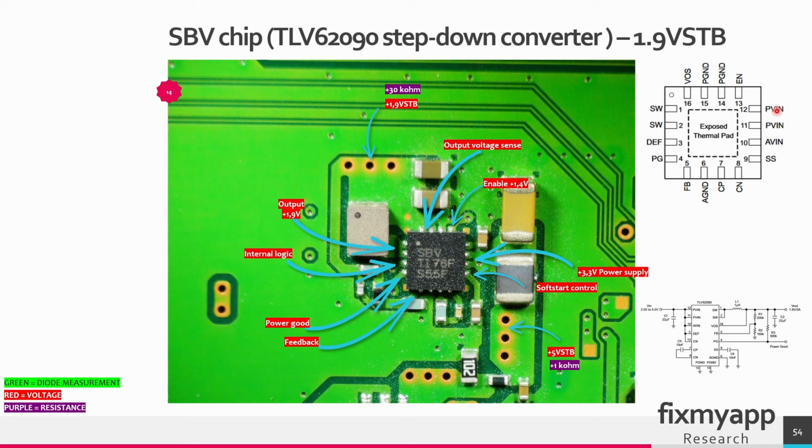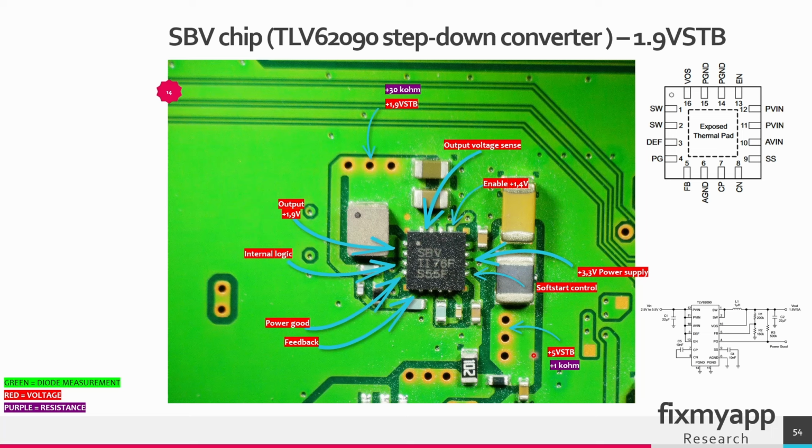The power supply input is at pin 11 and 12. Pin 13 is the enable pin. The switching pin where the output voltage is generated is at pin 1 and 2. When this chip is operating okay, it will send a power good signal on pin 4. Pin 5 is the feedback pin, and the feedback pin is connected through a resistor divider, and that resistor divider is connected to the output.